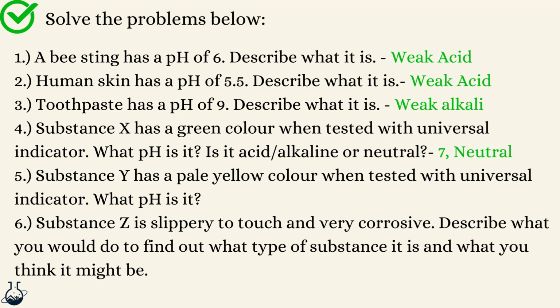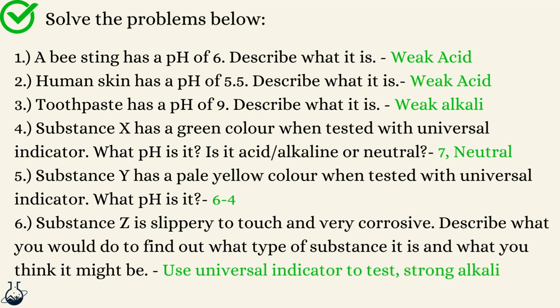Substance X is green, which means it's neutral, pH 7. Substance Y turns pale yellow, so it could be in the range of pH 6 to 4. And substance Z is slippery and corrosive. This means to test it, we should use universal indicator, and these properties suggest it's a strong alkali.